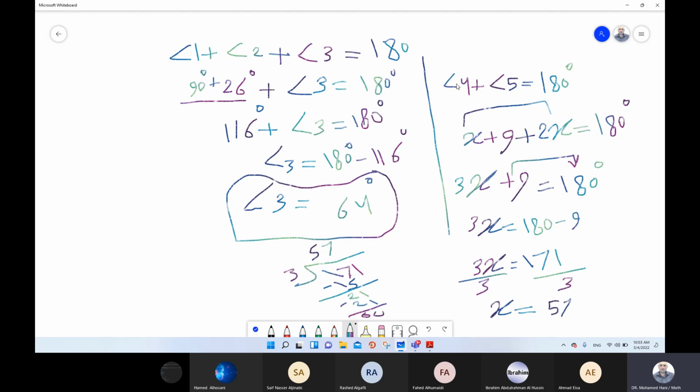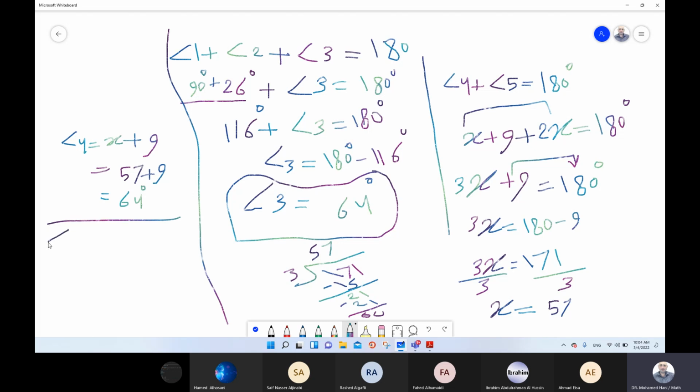What is the measure of angle 5? Now, what is the measure of angle 4? x plus 9. So what is the value of x? 57. 57 plus 9 will be 66.